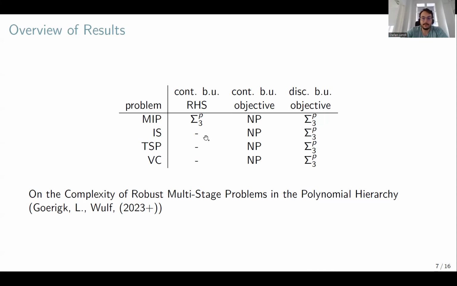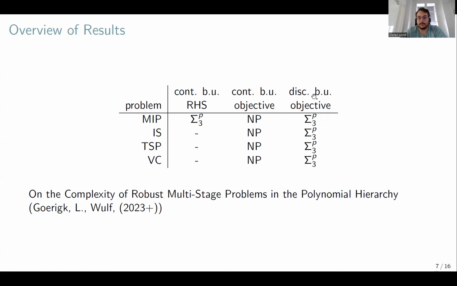But if you have the same type of uncertainty and the uncertainty is just in the objective, the problem remains in NP. So it becomes, with respect to this hierarchy, strictly easier. So we can find a polynomial size MIP. So it makes actually a real difference where the uncertainty is and how much uncertainty we have with respect to the complexity.